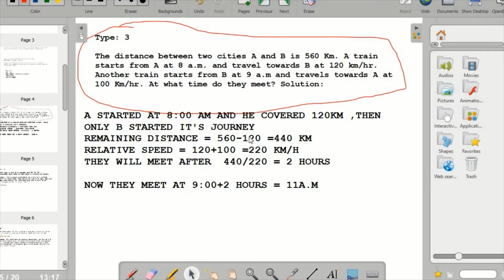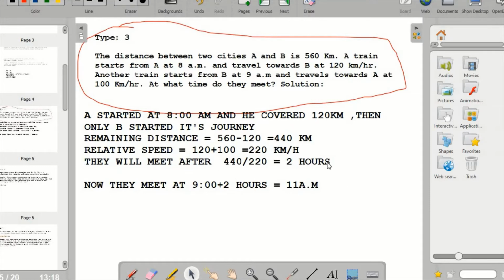Okay, so the remaining distance equal to the total distance between the two cities is 560 minus what train A has traveled, which is 120 kilometers. As I said earlier, while finding the relative speed in the opposite direction, we have to subtract the distance. So 560 minus 120 equals 440 kilometers.